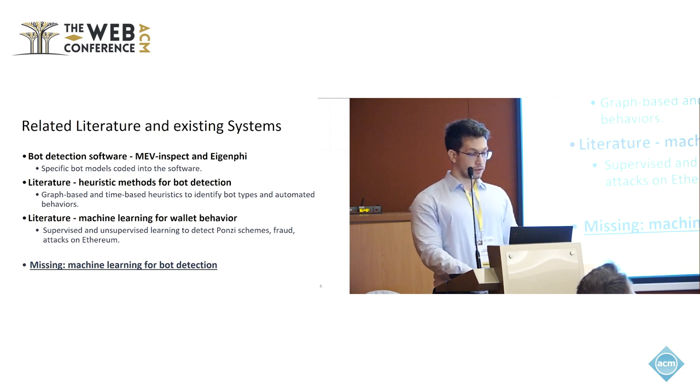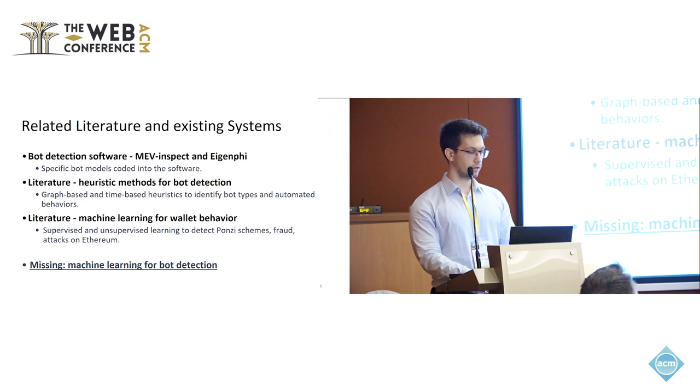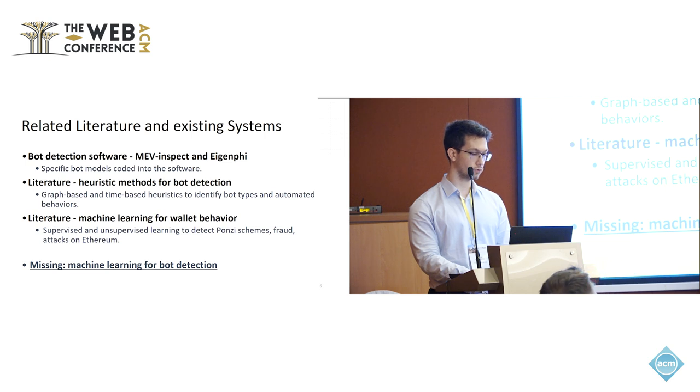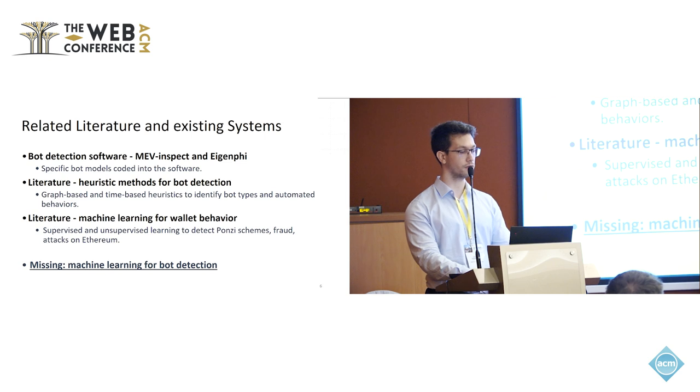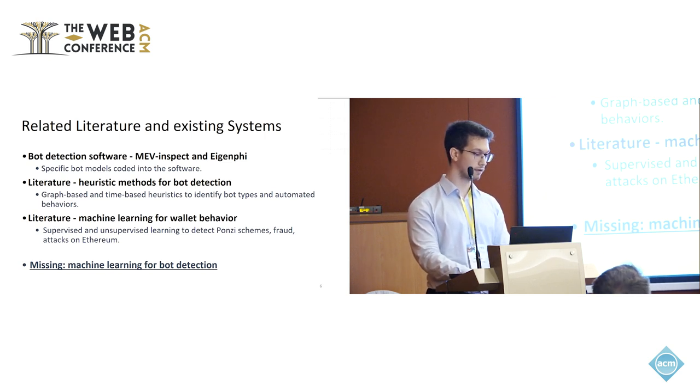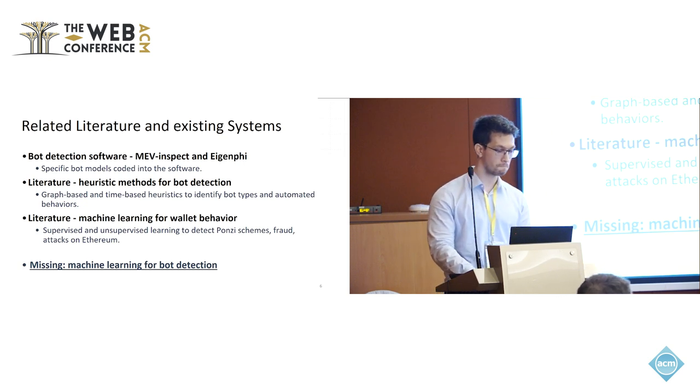So there is some literature and systems on detecting bots, especially I want to note the software MevInspect and EigenFi. These two are very specialized software programs to detect certain kinds of bots. There is a body of research on heuristics for bot detection, and there is machine learning for wallet behavior. Bot detection is a subset of wallet behavior, but there hasn't been any machine learning research on bot detection.